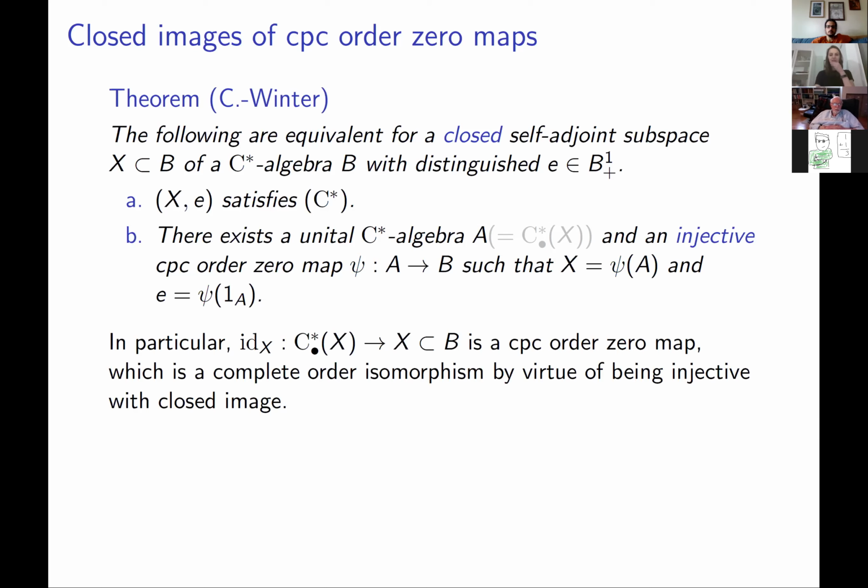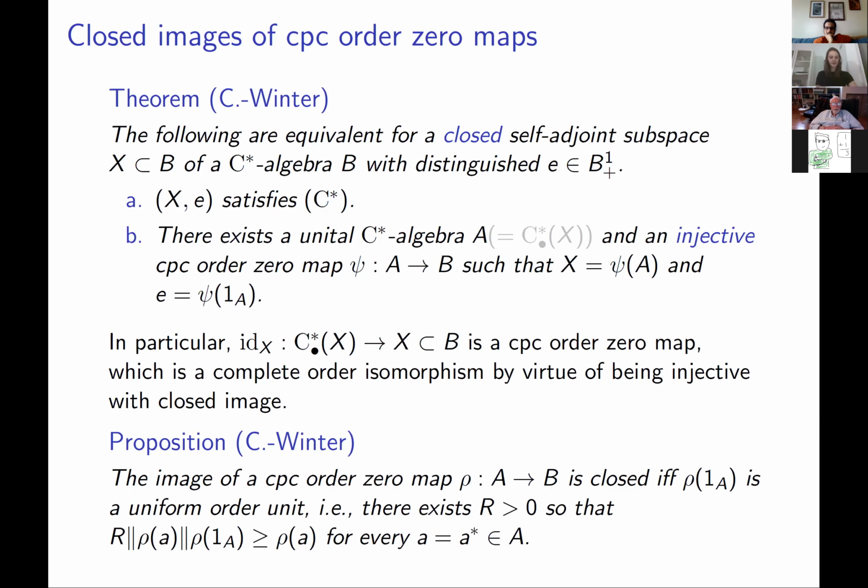So in particular, what David was asking is that, yeah, this identity map becomes a CPC order zero map. It's injective in this setting, and also X is closed. And so I've got an injective bounded linear map with closed image, so it's actually going to be invertible. And once you have an invertible order zero map, remember that its inverse will automatically be completely positive. So now I've got a complete order isomorphism.